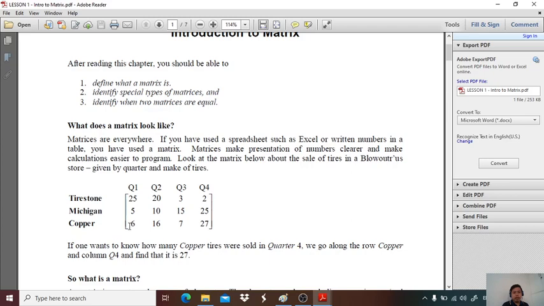So this is the row, which is considered the type of tires. We have 25, that is row 1, then row 2 for Michigan, and Copper is row 3. The columns will be the quarters. So these are the sales in quarter 1 of the different tires, then we have Q2, quarter 3, and quarter 4.